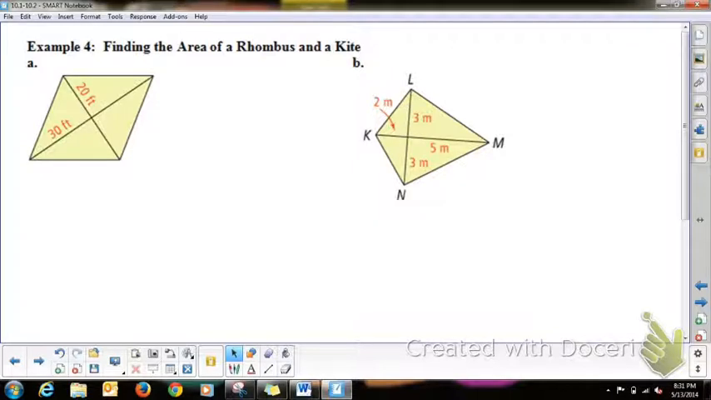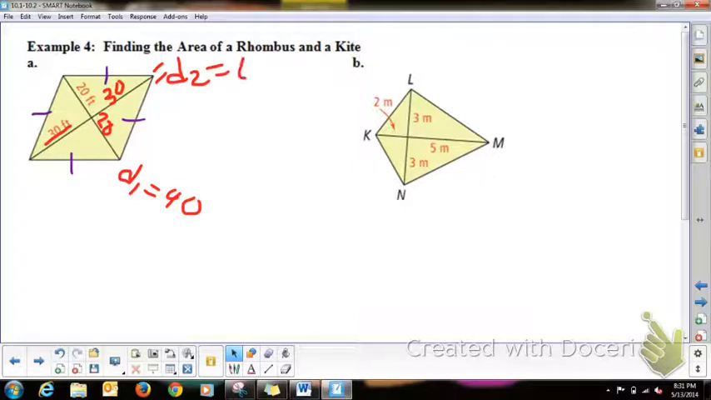So let's find the area of the rhombus and the kite. For example A, we are given this rhombus. If it's a rhombus, then the diagonals bisect. So if this is 20, this is 20. So this whole diagonal is 40. If this piece of the diagonal is 30, then the other piece is 30. So diagonal 2 is 60.